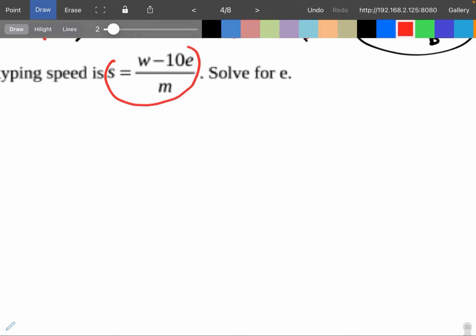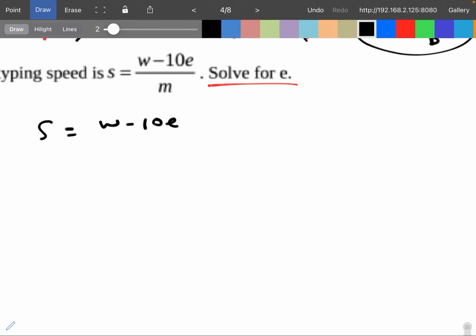So this next one, we've got this equation right here, and we have to try to solve that for e. So solve for e. Let me rewrite it here. We've got s equals w minus 10e, all over m.